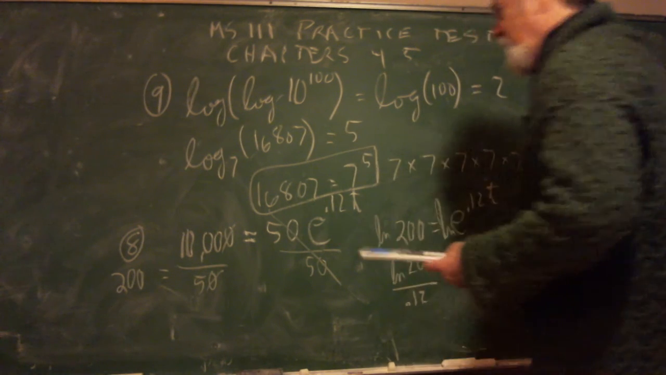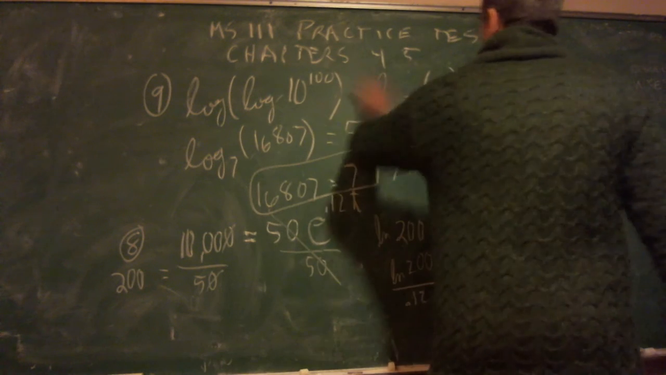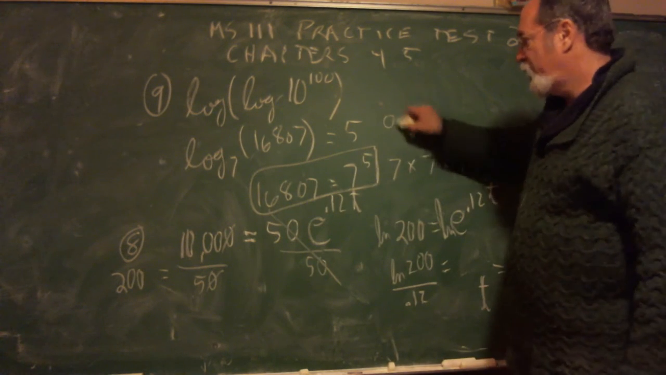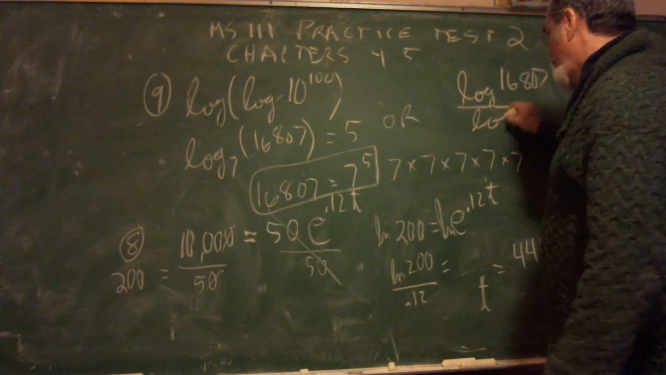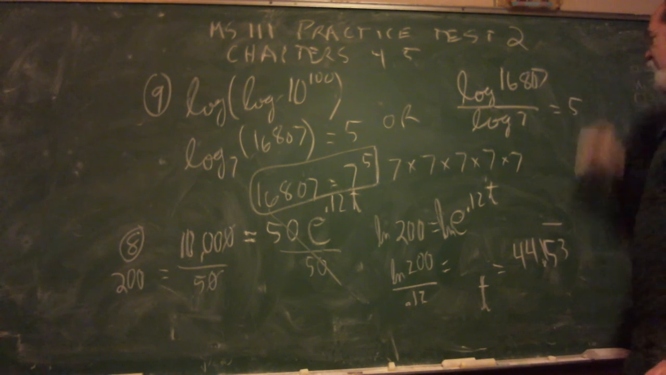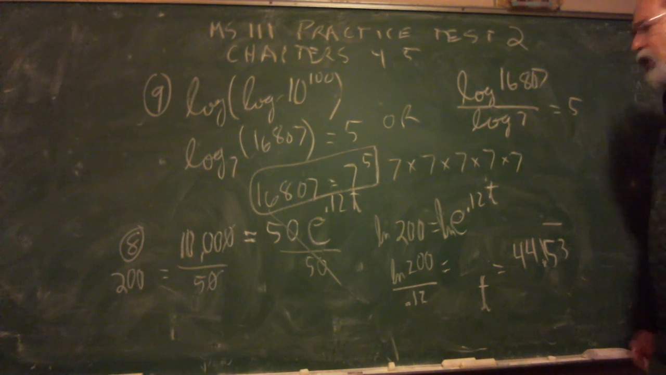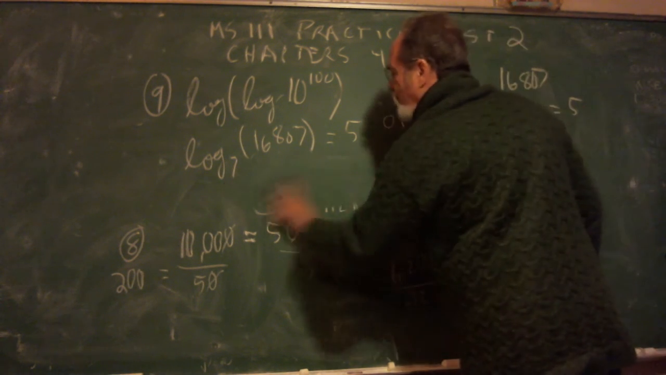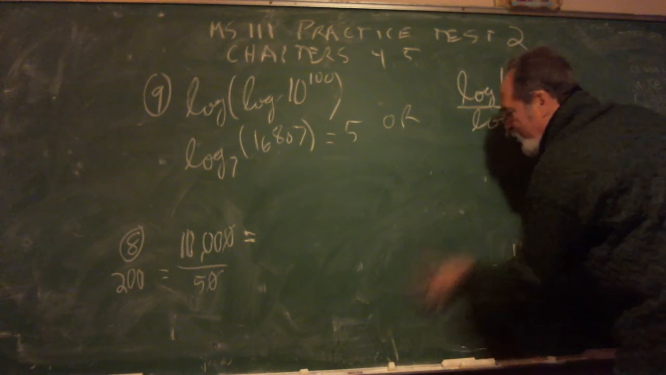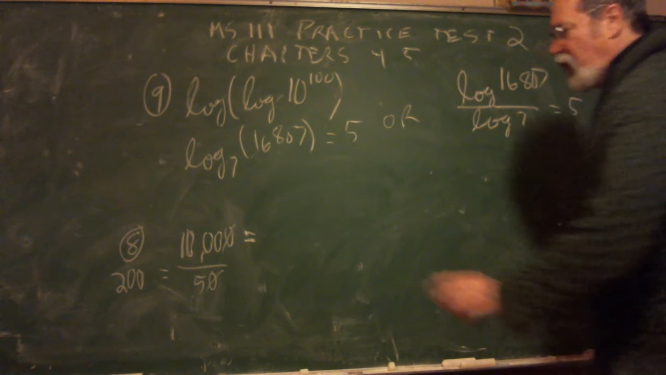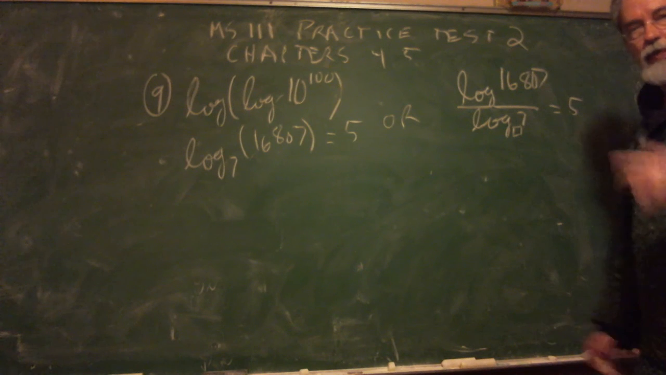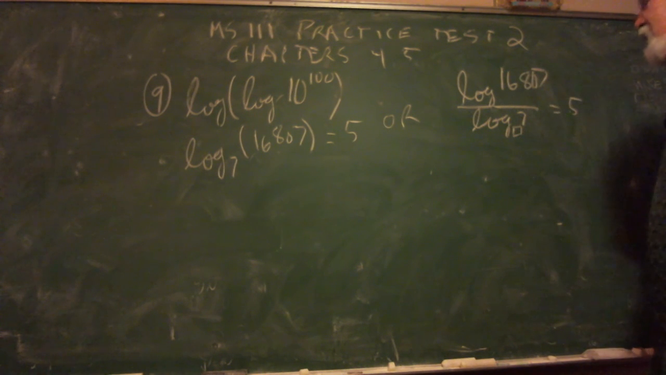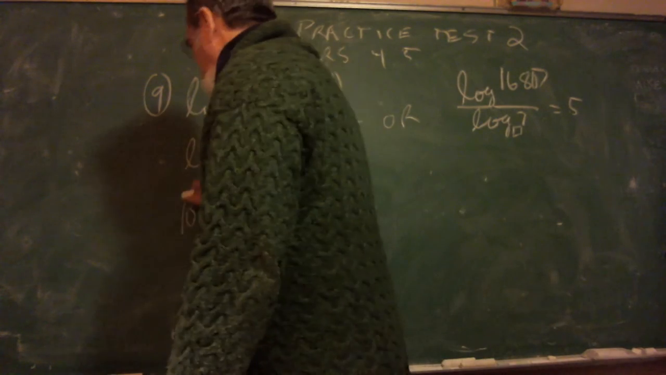I'm getting exactly 5. Now, if you know your change of base rule, which is one of the formulas, it would be log of 16807 divided by log of 7, and that should give you 5 when you do it. That's the change of base law, one of the last rules in chapter 5. They save it for the very end. But it's an interesting rule because that's why we only have 2 log buttons on our calculator. If you use the catalog, there's a place where you can get log and enter a base. They'll prompt you for a number for that spot. But the change of base rule gives you a way to handle any base of logarithm.